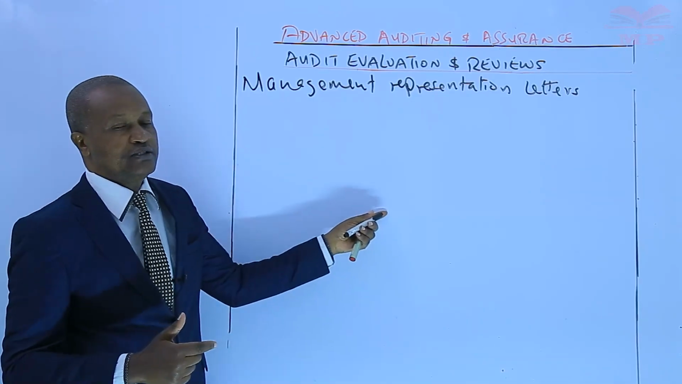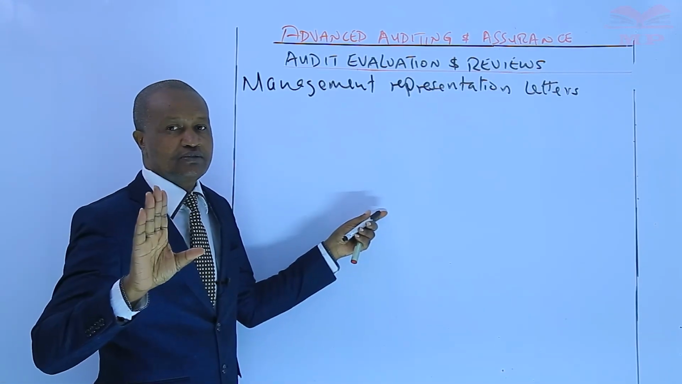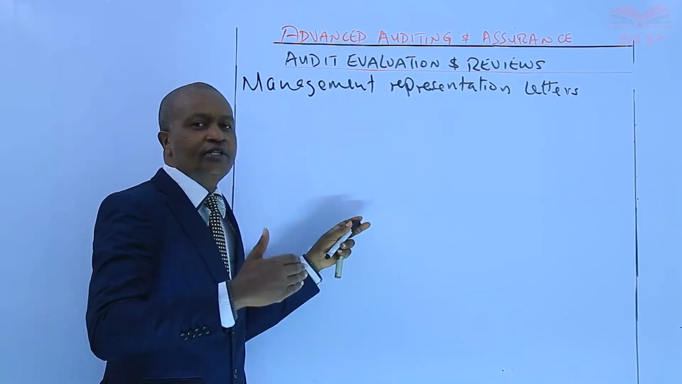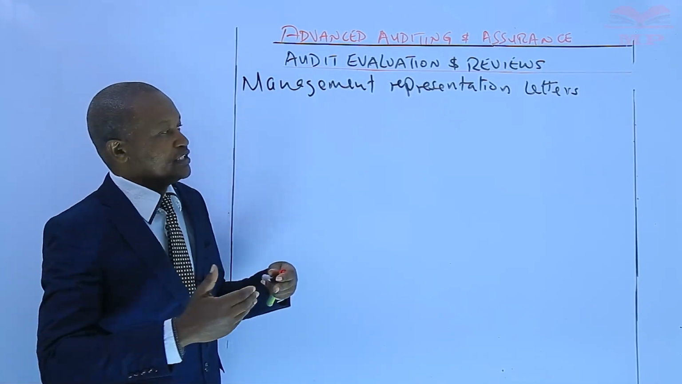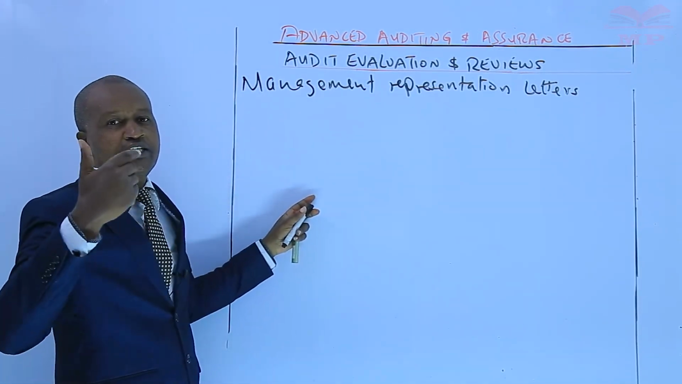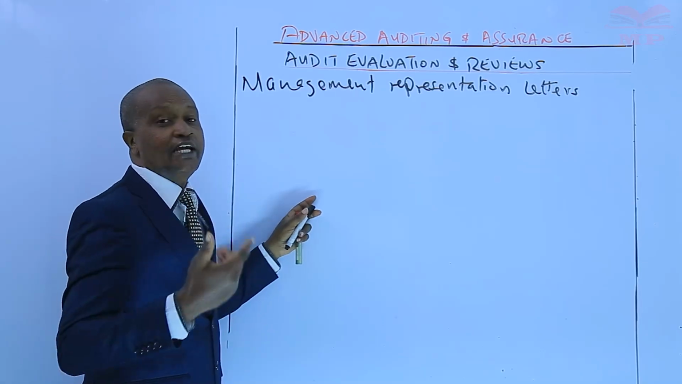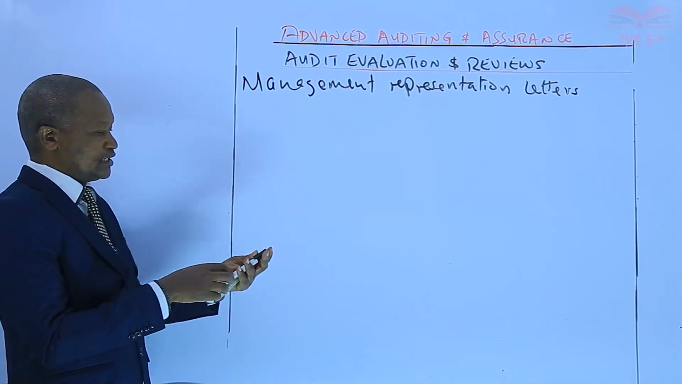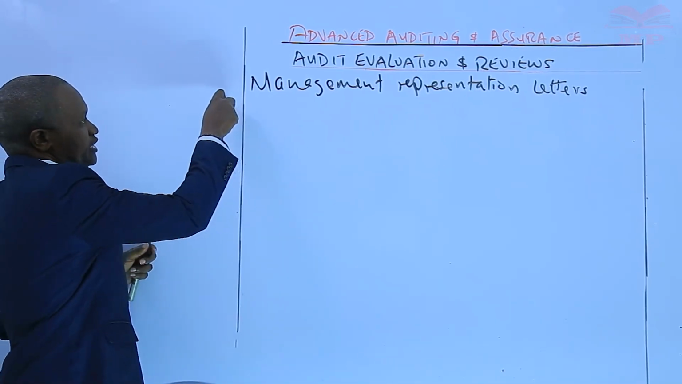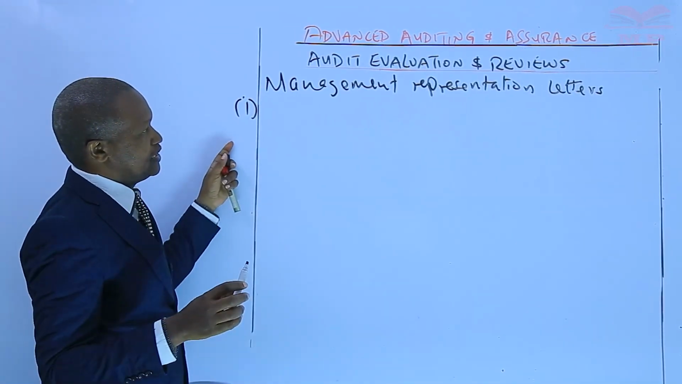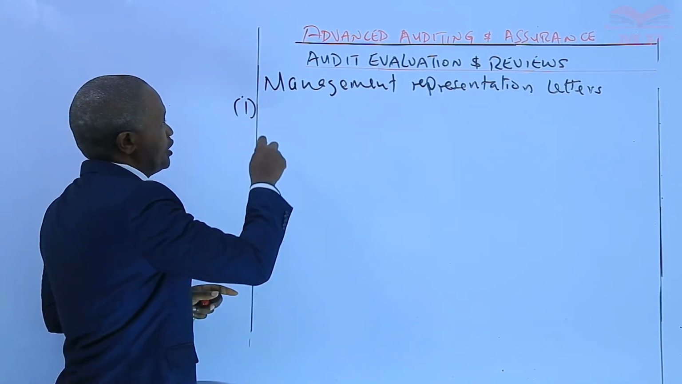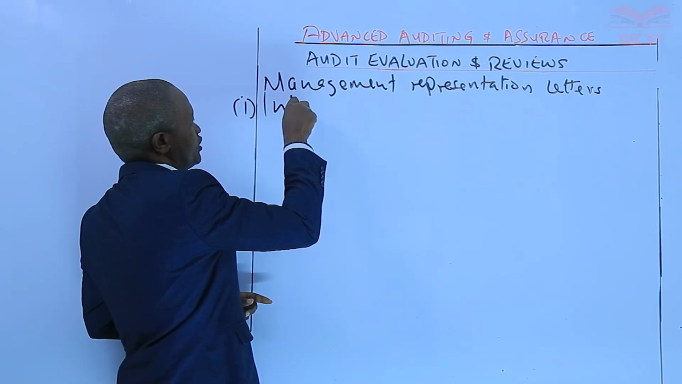Right? That's the purpose. Is to do what? To acknowledge and to confirm the management's responsibilities and the representations made during the audit engagement. And some of the key points to consider when drafting a management representation letter is to have what we call an introduction.